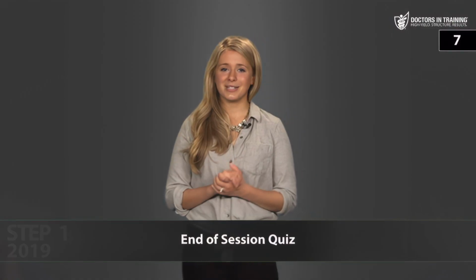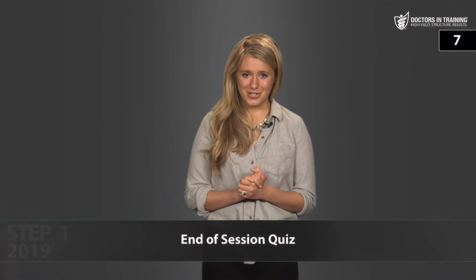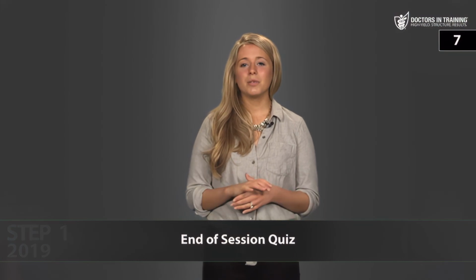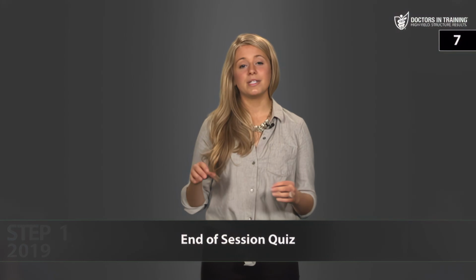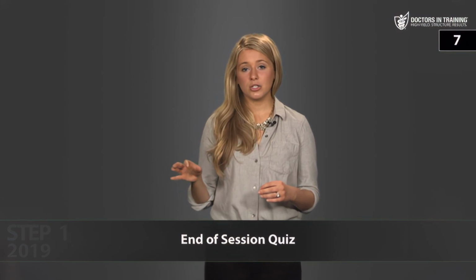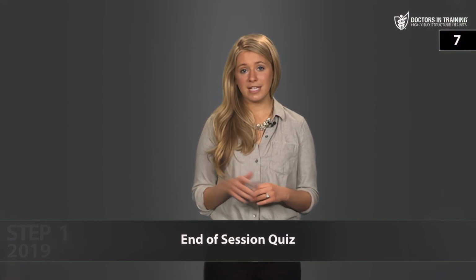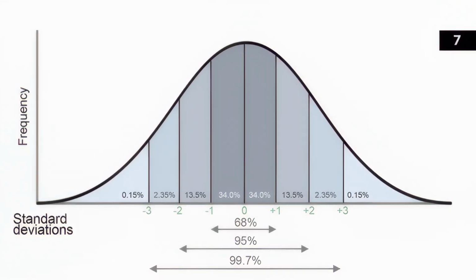Okay, let's go through these answers. First question. In a normal Gaussian curve, what percentage of the sample population falls within 1 standard deviation, 2 standard deviations, and 3 standard deviations from the mean? 1 standard deviation is 68%, 2 is 95%, and 3 standard deviations is 99.7%, practically 100%.